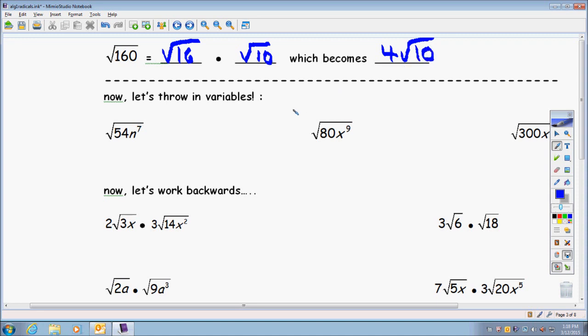Okay. And we're going to practice a lot more of these, trust me. All right, but there's going to be some twists and turns like there always are in algebra. Okay, we're going to also throw in some variables. You're going to see variables here. Let's do the number first.